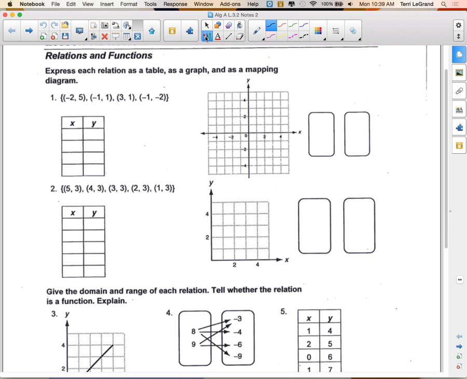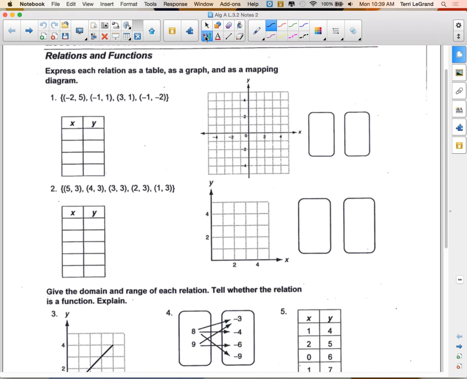Okay. So we now are going to show the different ways we can represent a relation, and the 3 ways we're going to use are the table, the mapping diagram, and the graph. Then we're going to also be practicing what we learned on Friday in those other notes that I had you take out. I can determine its domain and range.